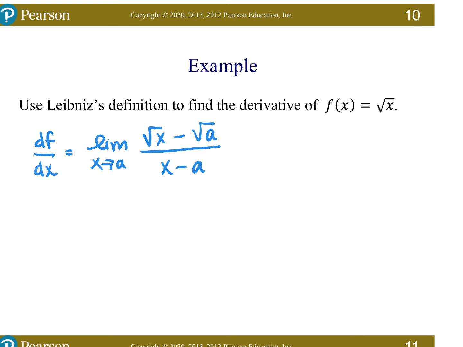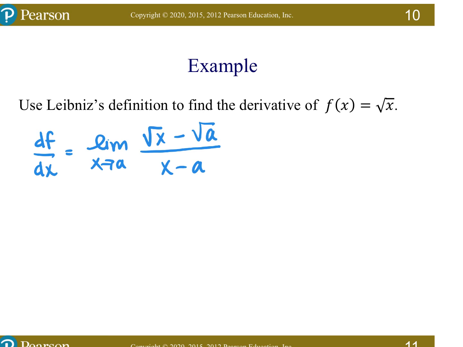Here's where the elegance of the algebra comes into play. The square root of x minus the square root of a needs something you've learned before, called a conjugate. Let me give you an example of two values that are conjugates: x minus 3 and x plus 3. Those are conjugates of each other. You saw them in imaginary numbers too: a plus bi and a minus bi. Those are called conjugates.